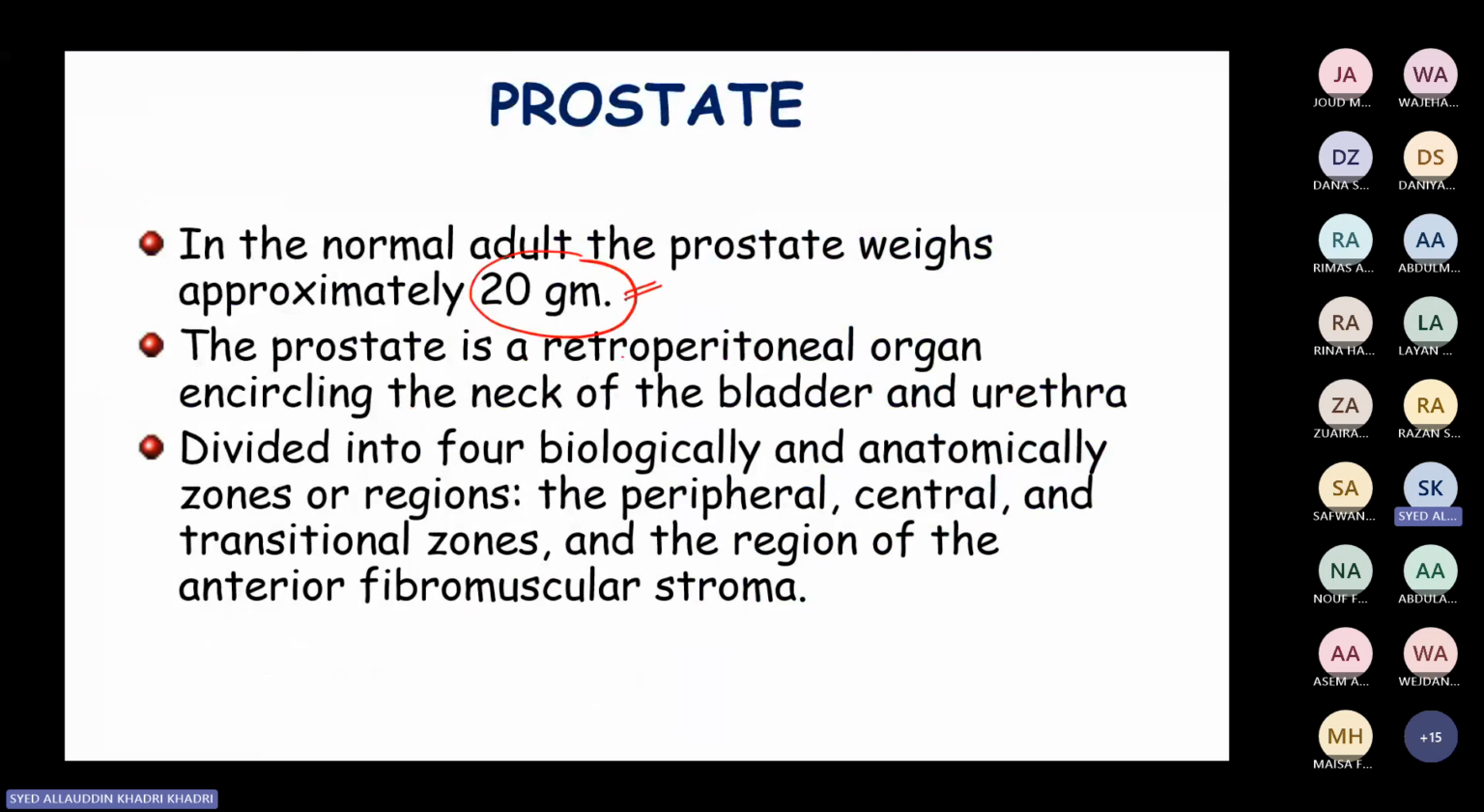The prostate is basically a retroperitoneal organ encircling the neck of the bladder. That's the problem where the acute urinary retention occurs, because the prostatic urethra is compressed. It is divided into 4 biologically and anatomically distinct zones or regions. I'll try to show you that one.